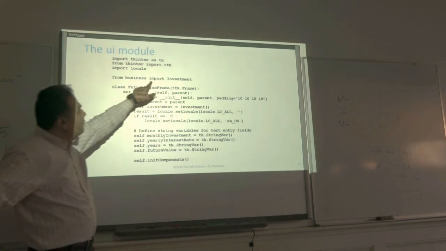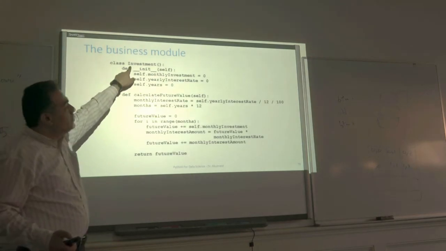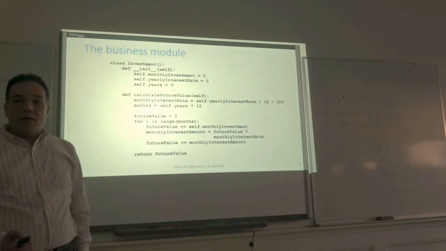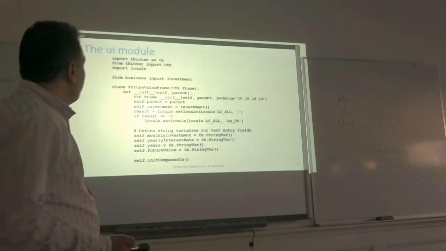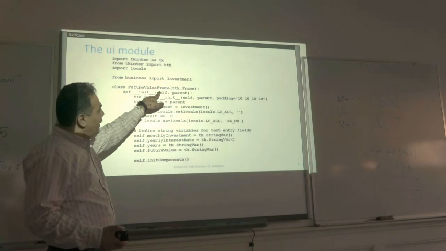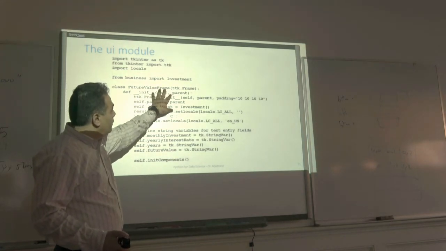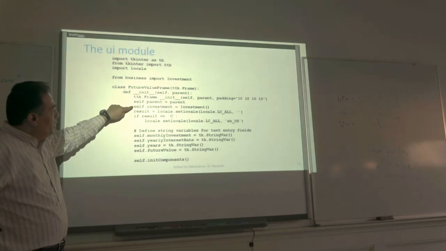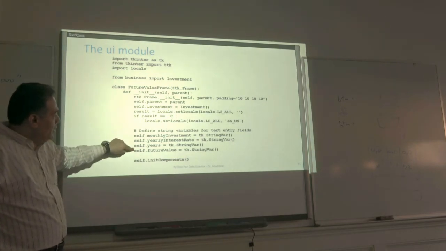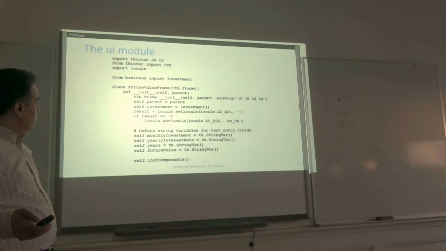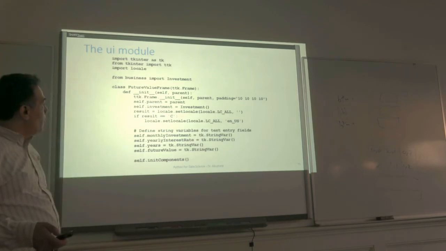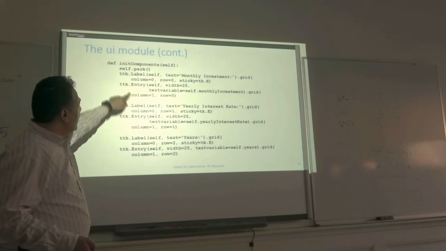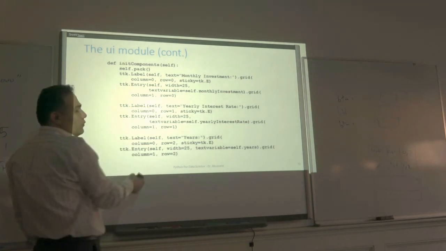So from business, import Investment. Where is Investment? This is a class. What is business? The name of the file, business.py. Then class FutureFrame. This is the class we created similar to it before. It has the frame, it has the investment, and it calls init components to initiate the components. In there, we have a label, we pack, an entry, we pack, then a label, pack, entry, pack, and so on, all the components.